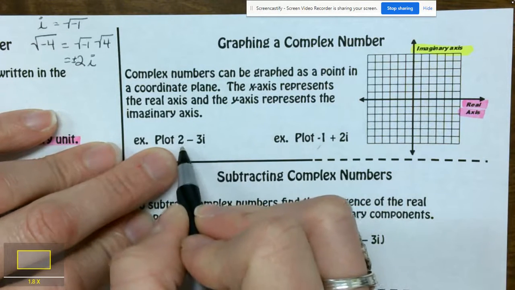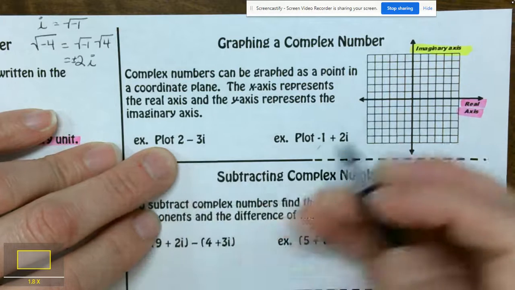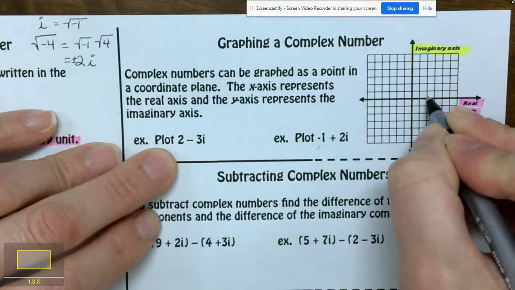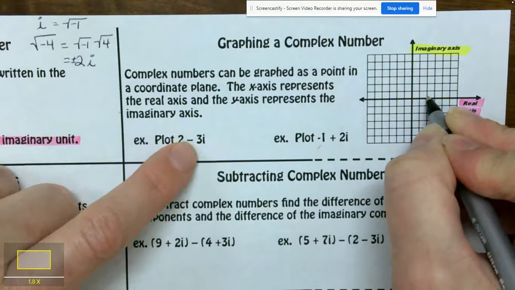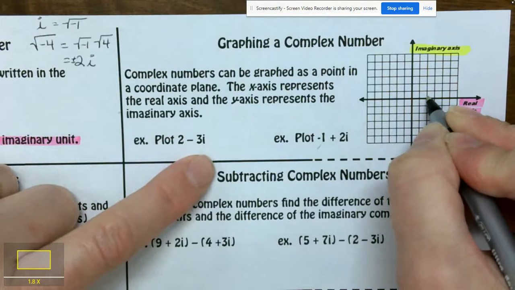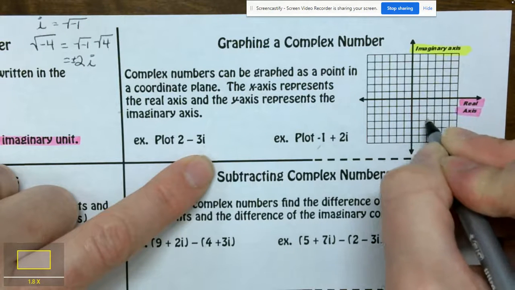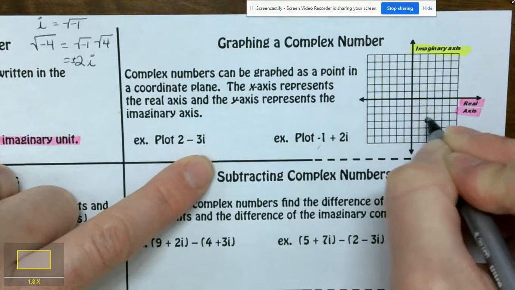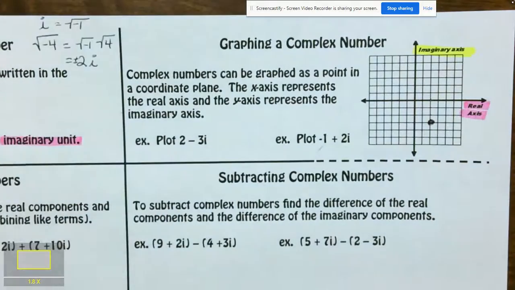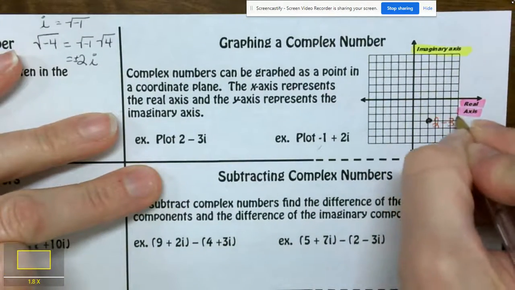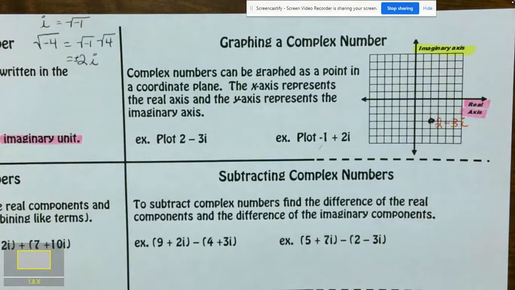The 2, that's a positive 2 on the real number. So that means I'm going to go 1, 2 on the real number axis, and then I'm going to do a -3i. That means I'm going to go down 3 on the imaginary. So 1, 2, 3. And I'm going to plot that point right there, and that point is 2 minus 3i. That's what that point is, 2 minus 3i.